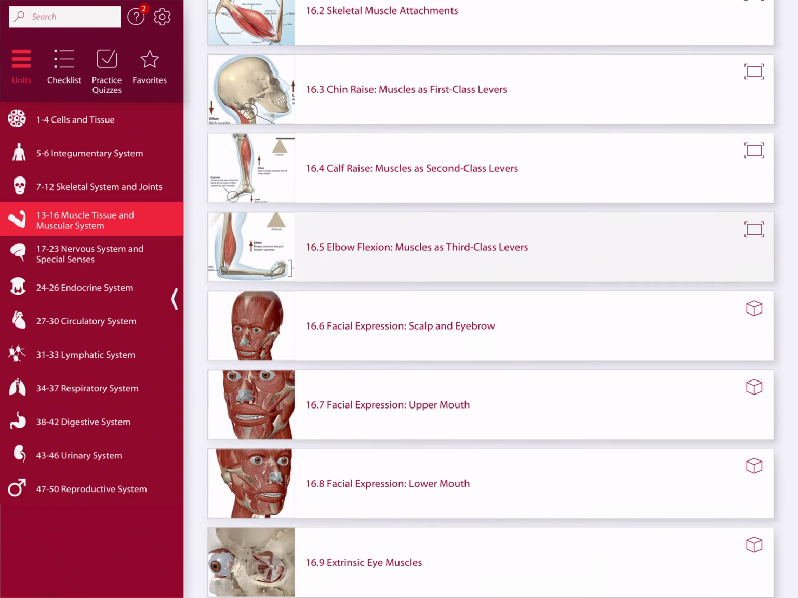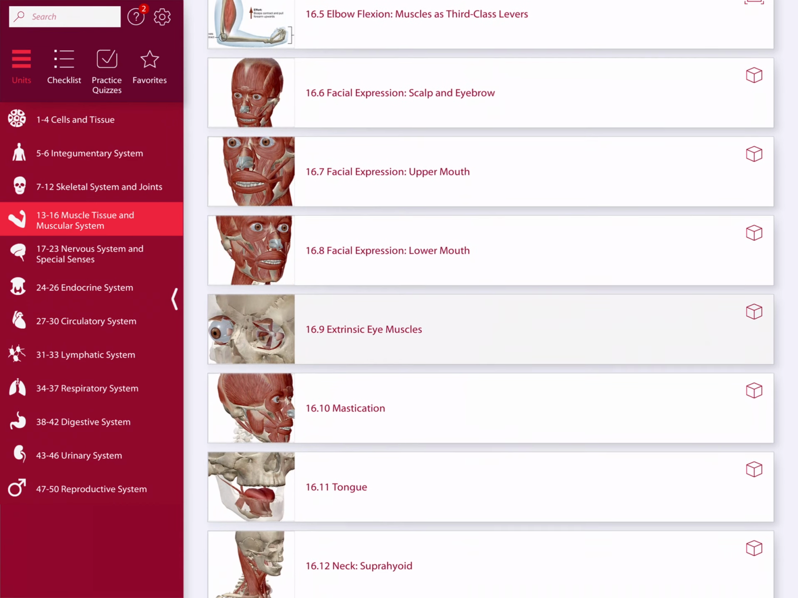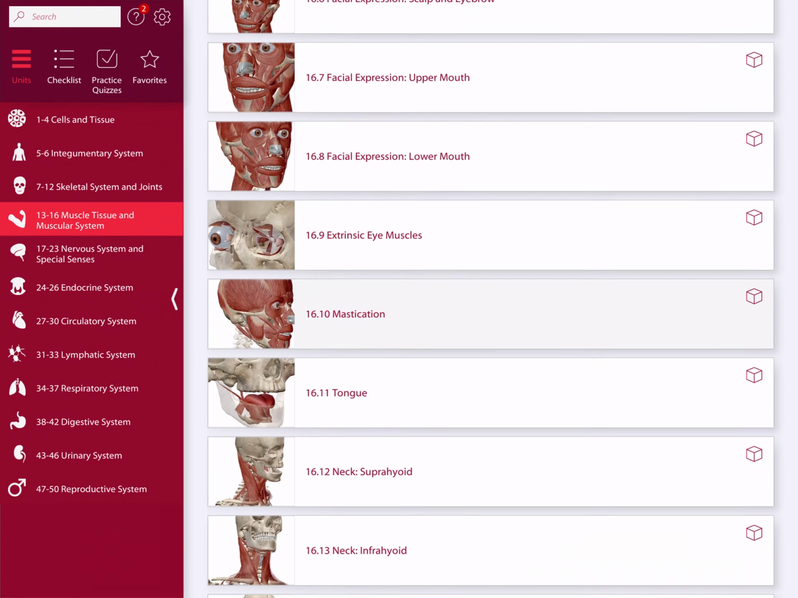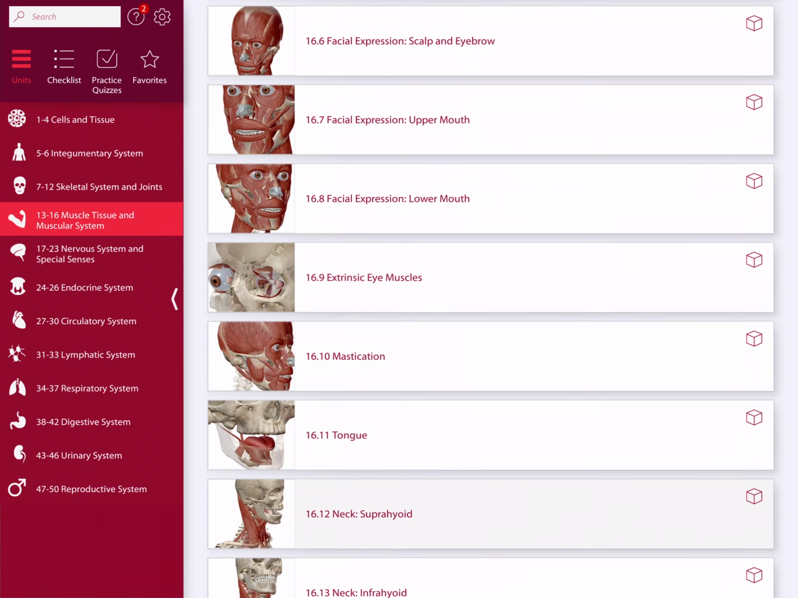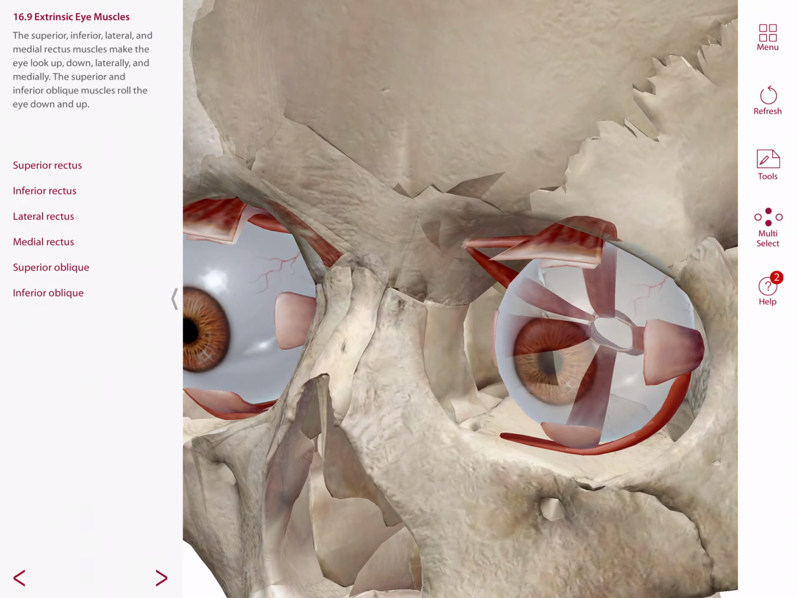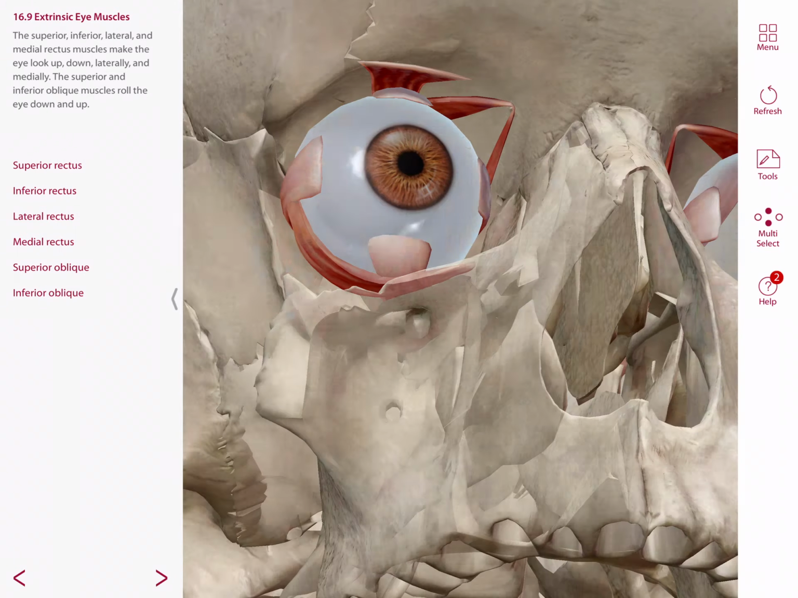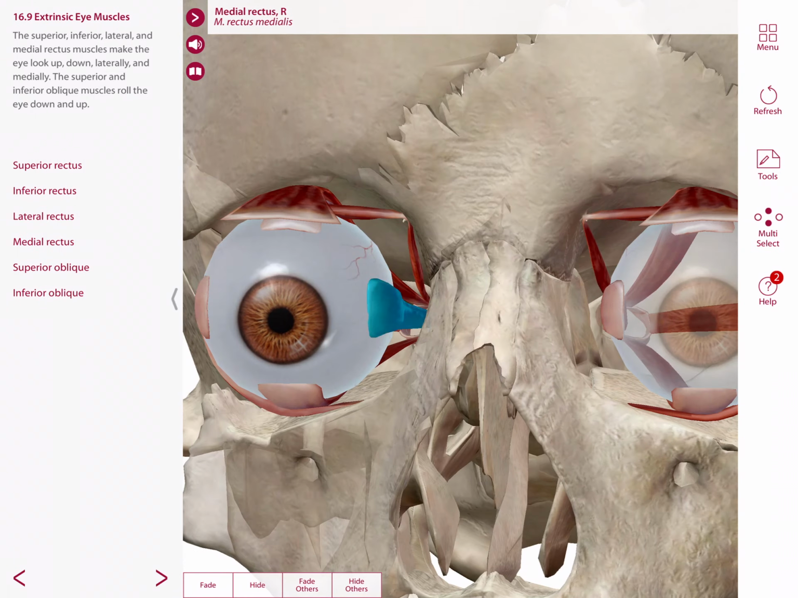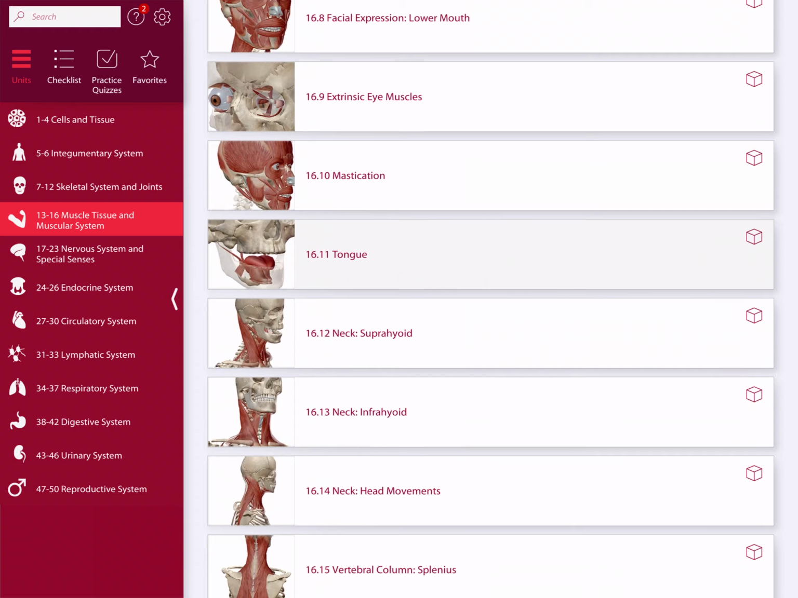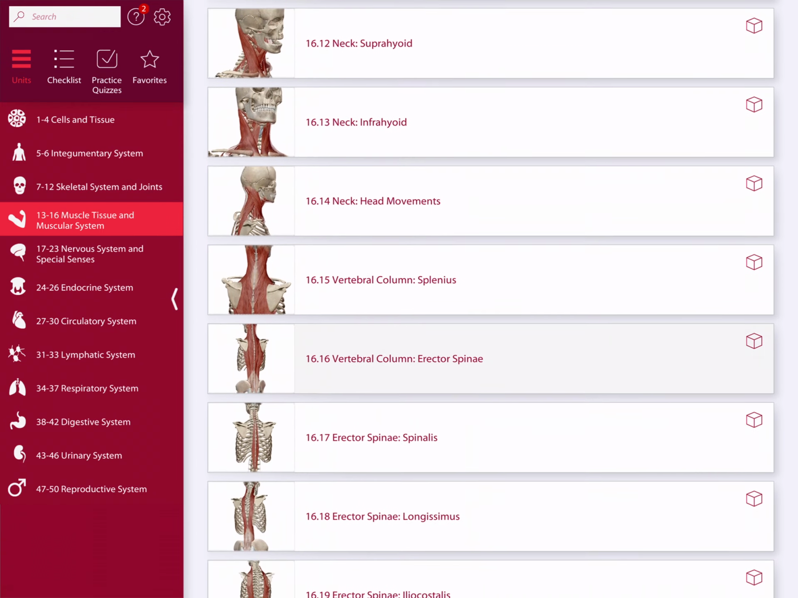And instead of going through each one of these sections here in chapter 16, I would encourage you to isolate the ones that are important to you. So the extrinsic eye muscles, I believe those are on there. Take a look at those, look at the 3D model, get familiar with the lateral rectus, the medial rectus, superior rectus, inferior. You get the point. So you can go in and highlight these and be able to quiz yourself, but again, only do the ones that apply. So try to go through here and just isolate.